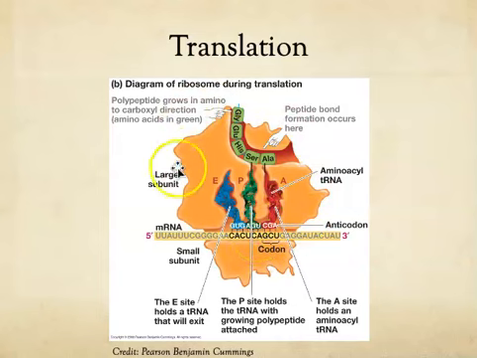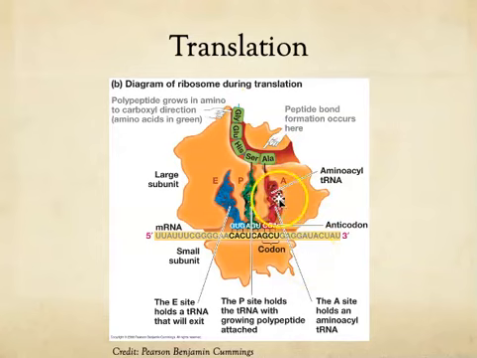This is the large subunit, and inside of it you can see three distinct channels or sites labeled A, P, and E. Notice that there is another tunnel at the top of the large subunit of the ribosome that is used to hold on to the growing chain of amino acids, the polypeptide.